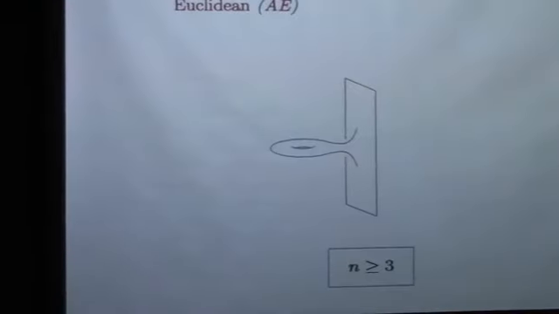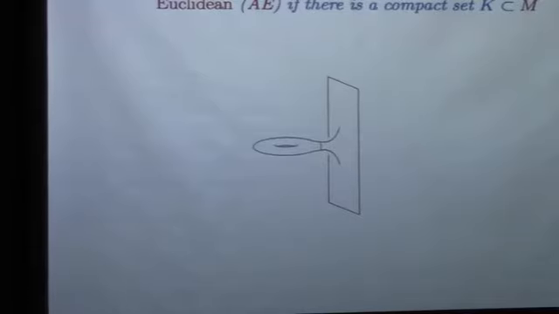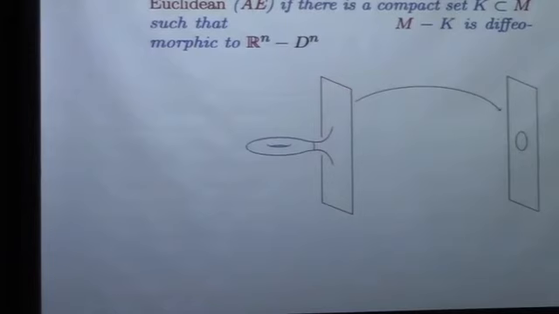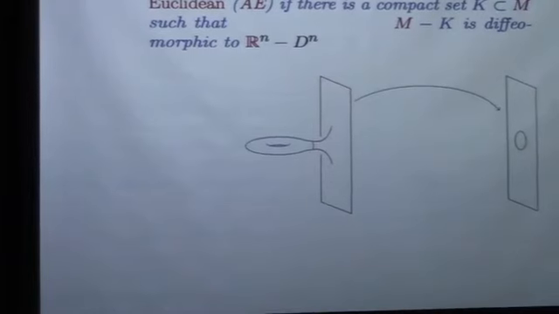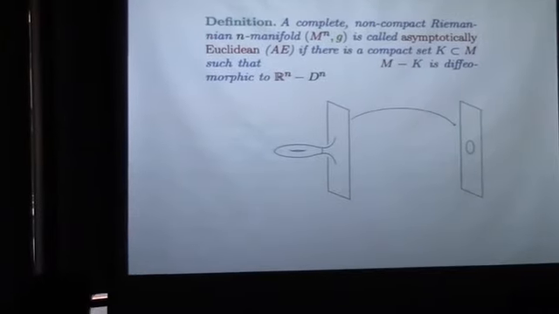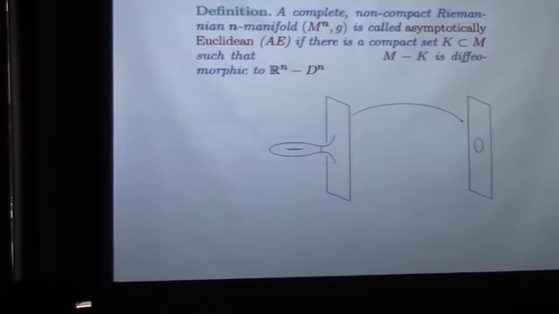But a non-compact Riemannian manifold is said to be asymptotically Euclidean, abbreviated in this talk as AE, if there is some compact set such that when you cut out the set, what's left over is diffeomorphic to Euclidean space minus a ball. So that would already be a mild technical assumption on the topology. That would be saying that you could add a point at infinity and make it into a compact manifold.